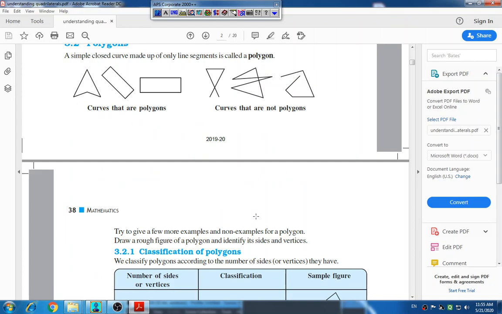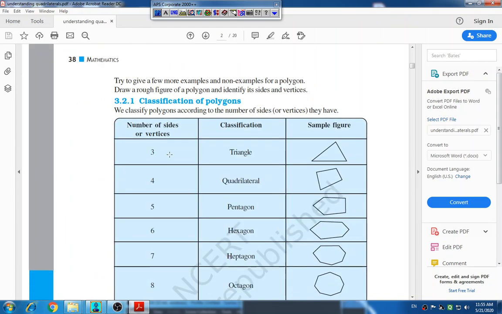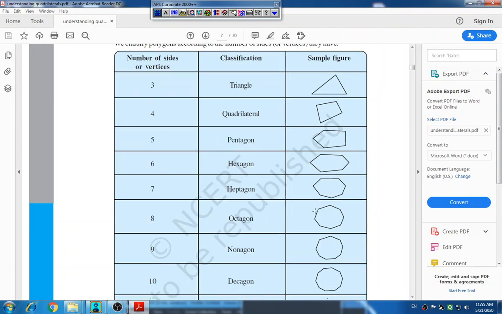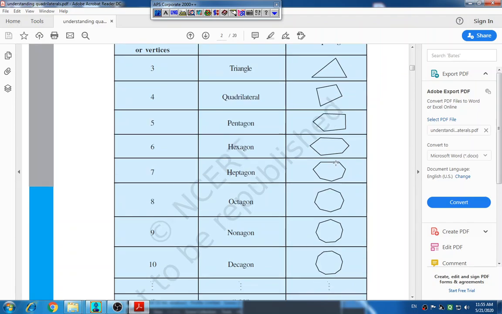We will classify polygons according to the number of sides they have. Look here: a triangle has three vertices, 1 2 3. A quadrilateral has four vertices, 1 2 3 4. A pentagon has 5 vertices, 1 2 3 4 5. A hexagon has 6 vertices, 1 2 3 4 5 6. A heptagon has 7 vertices, 1 2 3 4 5 6 7.